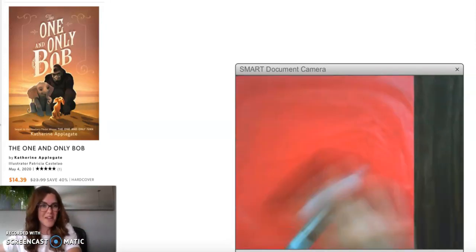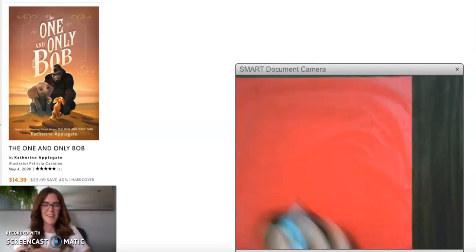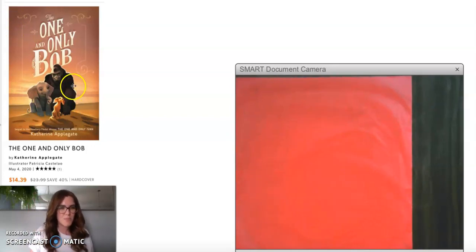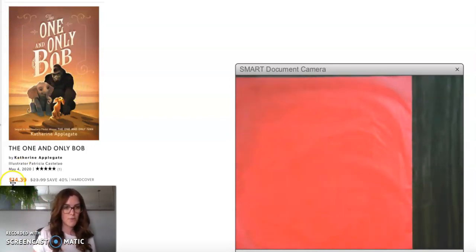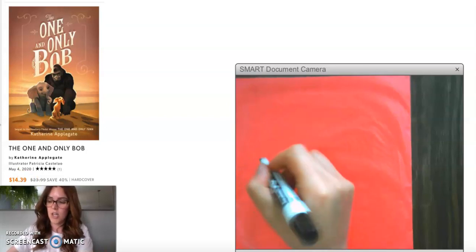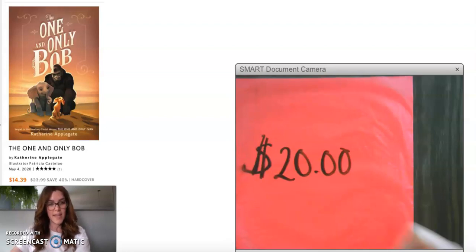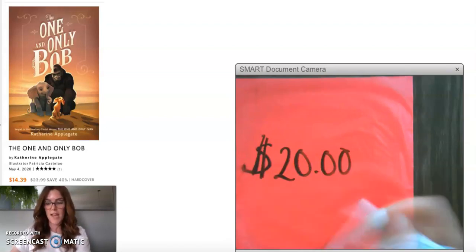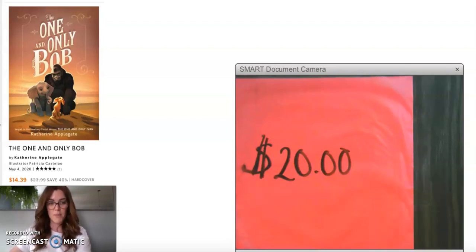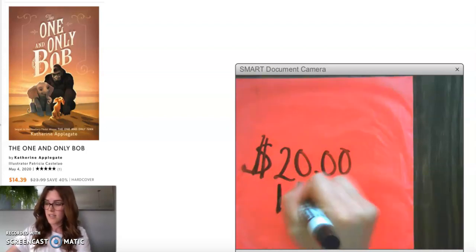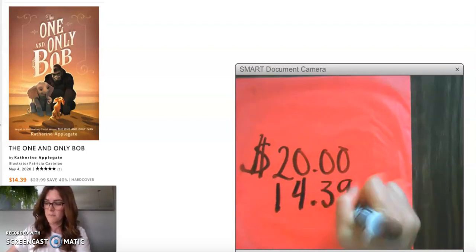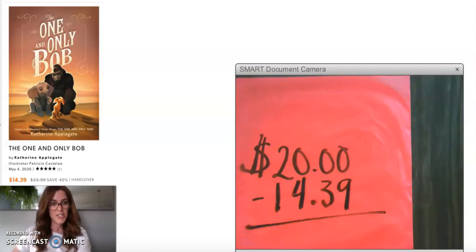It is the book that we have all been waiting for, The One and Only Bob. You can buy this book right now at Chapters for $14.39. So let's say that I go to Chapters and I have a $20 bill with me. And I'm going to give the cashier $20 to pay for my book, which is $14.39. How much change is the cashier going to give me when I am done purchasing my book?